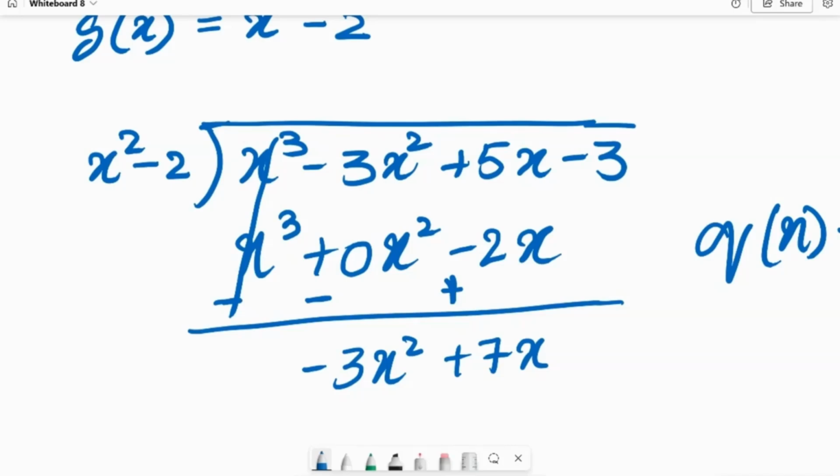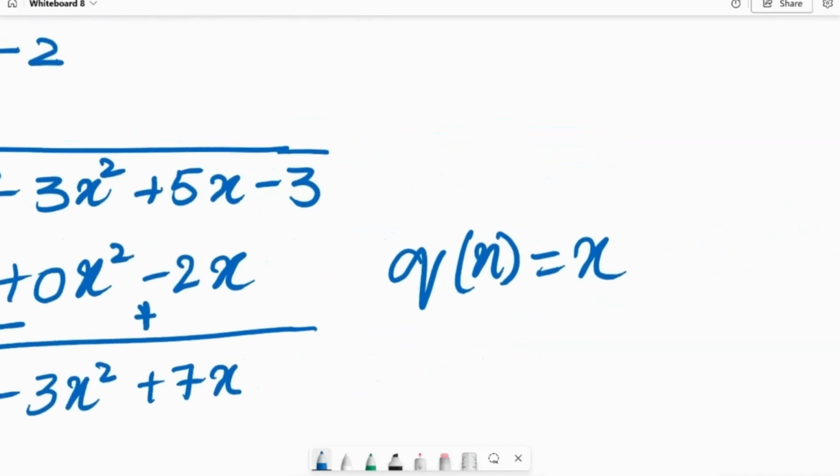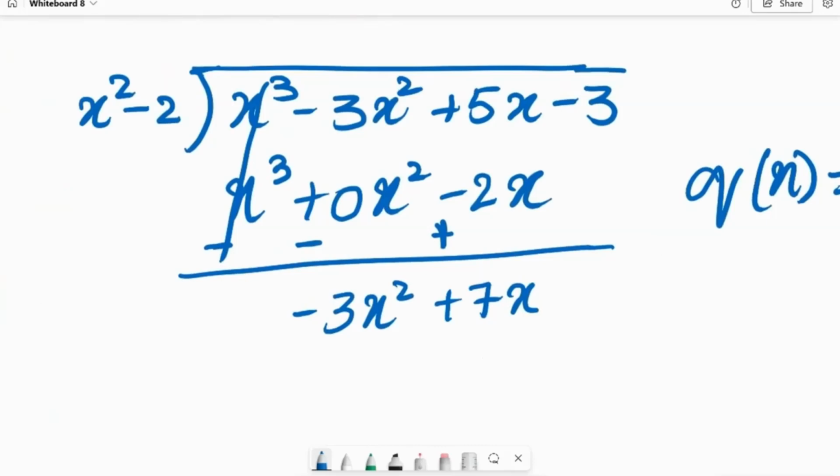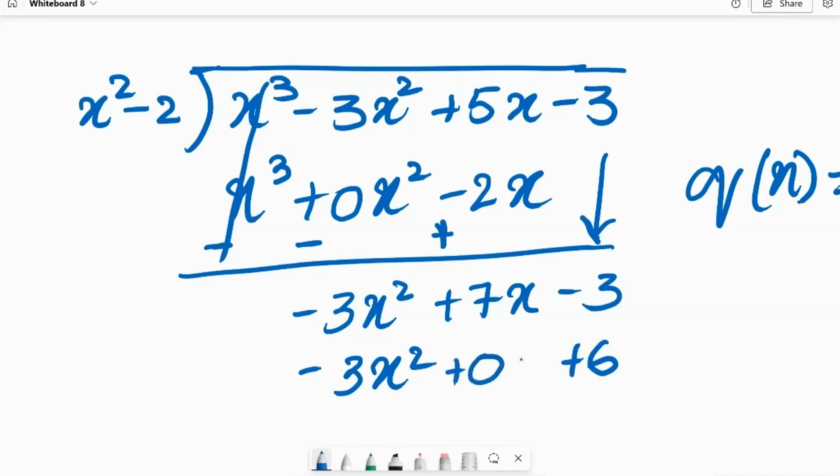Next, what do we multiply to the first term of g of x to get the first term of p of x? Here we have the first term of p of x is minus 3x square. So I would multiply minus 3 to get the first term. So q of x will be this. So if I multiply minus 3 to all terms of g of x, what would I get? So x square into minus 3 is minus 3x square. Next, minus 2 into minus 3 is plus 6. So I would write below the constant term. Since there is no x term, this will be plus 0x.